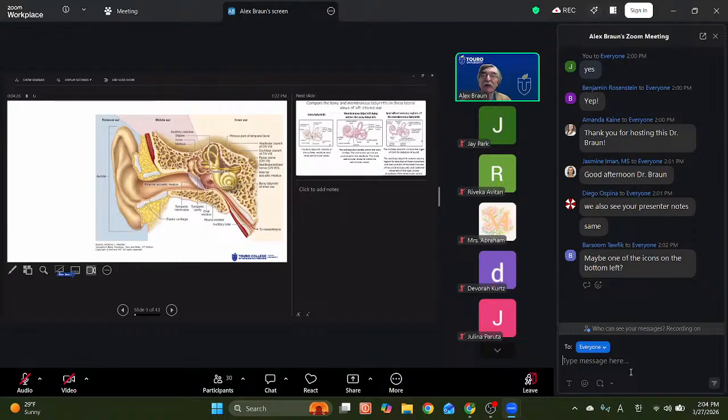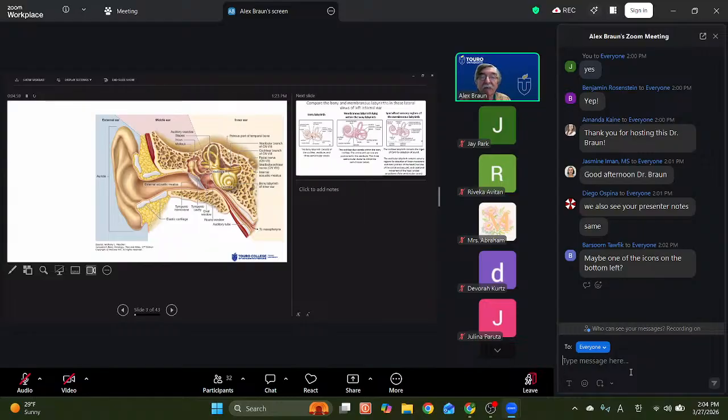Here's a picture showing you the ear. The ear consists of an external ear, a middle ear, and an inner ear. The external ear is what we see on the outside. We see the auricle or the pinna, which gathers the sound waves that are occurring in the air and funnels them into the external acoustic canal or meatus, which is also part of the external ear.